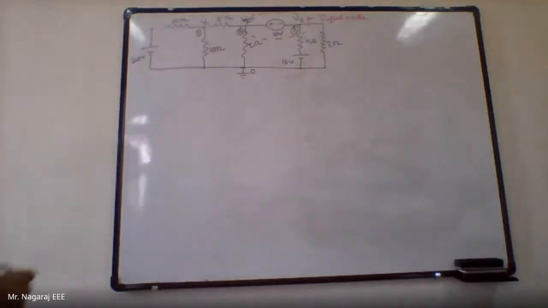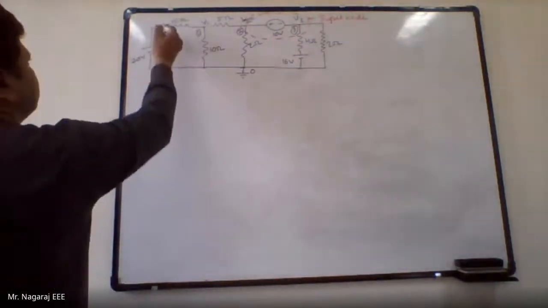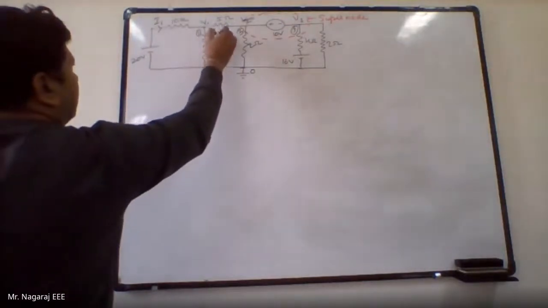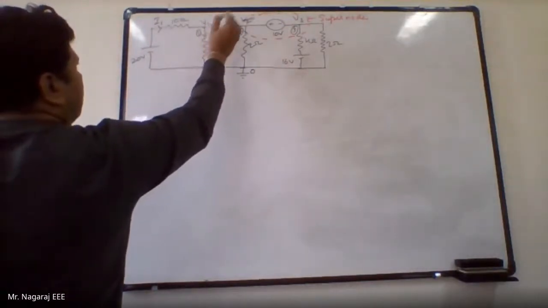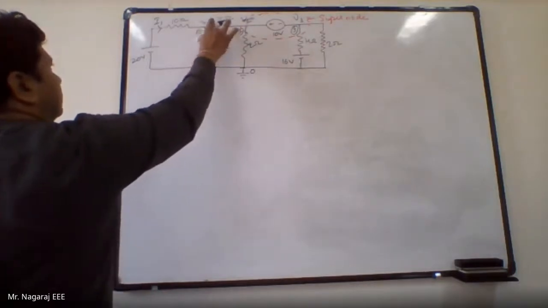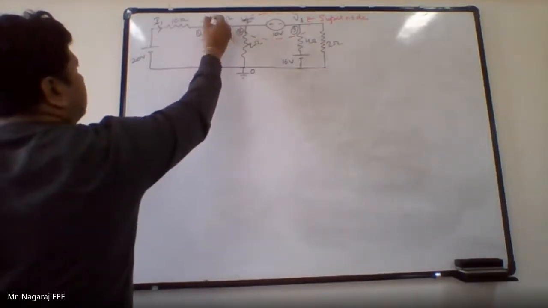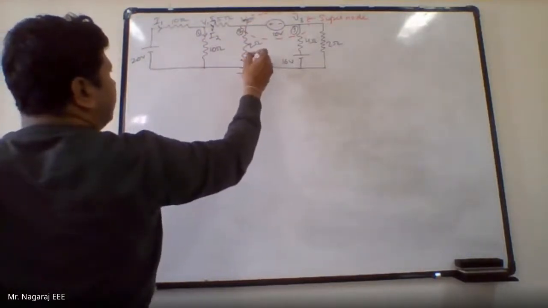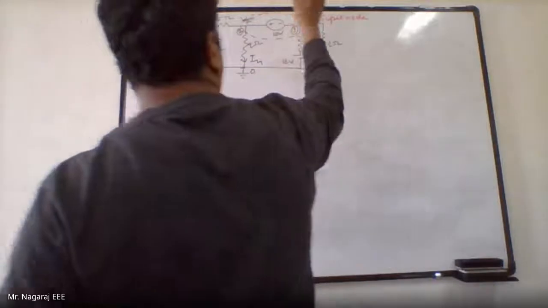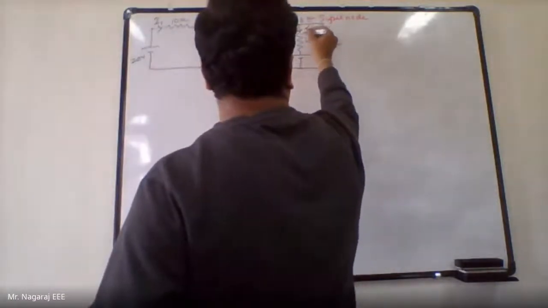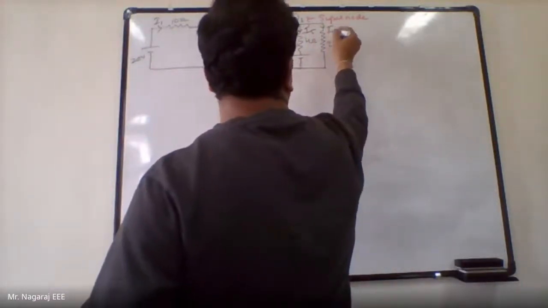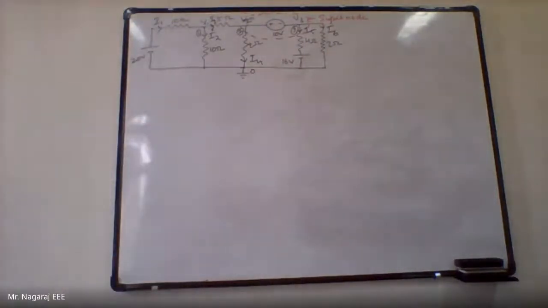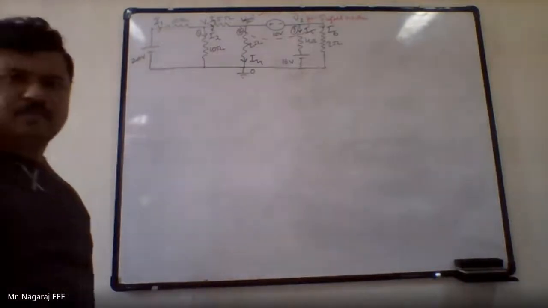Now assign the currents I1, I2, I3, let this be I4, let this be I5, and let this be I6. You can simply take arbitrary directions of the currents and then go ahead.